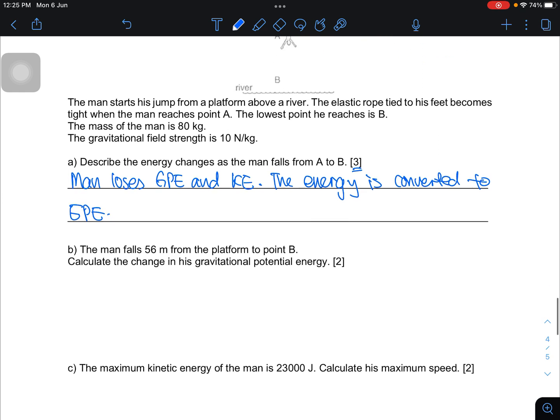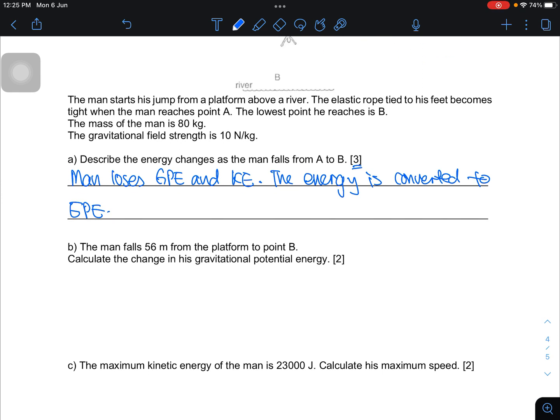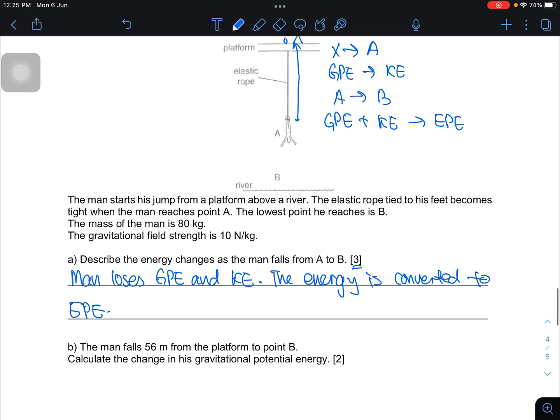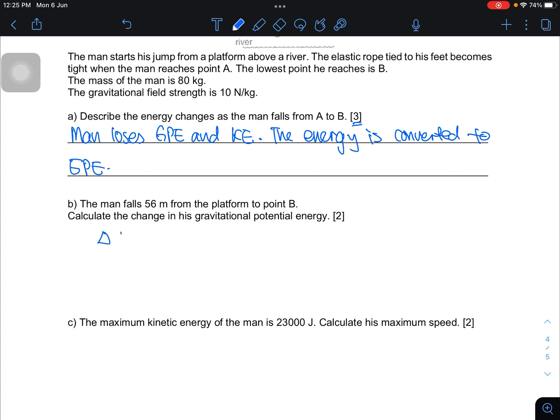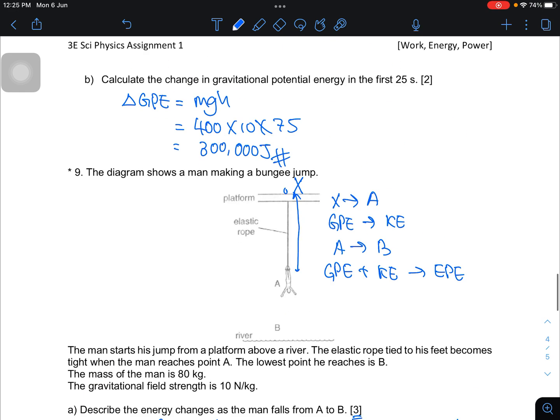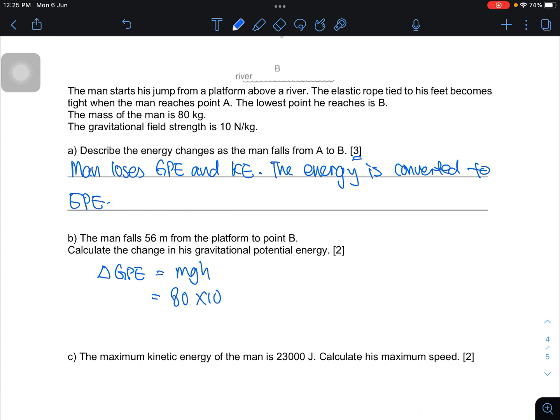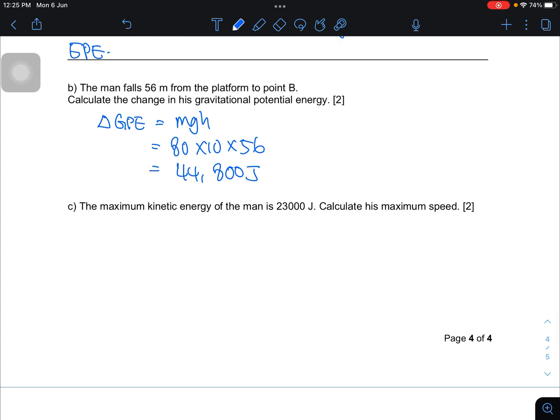Yay, simple. Part B: the man falls 56 meters from the platform to point B. Calculate the change in his GPE. Same thing. Change in GPE, remember the triangle sign, equals mgh. How heavy is the man? 80. So 80 times 10 times 56 meters. He dropped 56 meters, so very simple and straightforward. 800 times 56 is 44,800 joules.